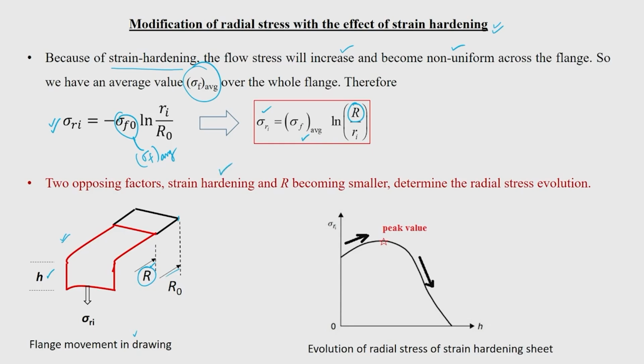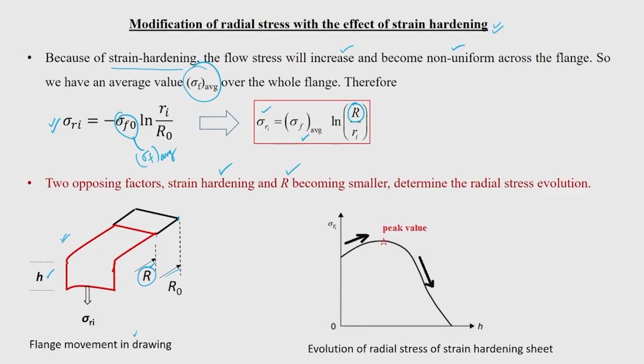We expect that once deep drawing happens, the flow stress will increase, and hence you need a larger drawing force, let us say, or radial stress. At the same time, R is reducing. At the same time, you will see that the material required for drawing is also reducing, because the more you push the punch down, more flange region is getting converted into your cup wall region. This is your cup wall region. So naturally R becomes smaller.